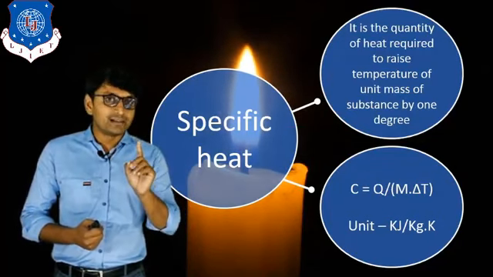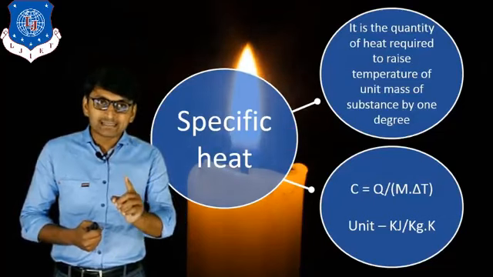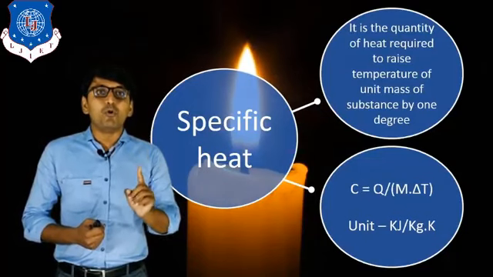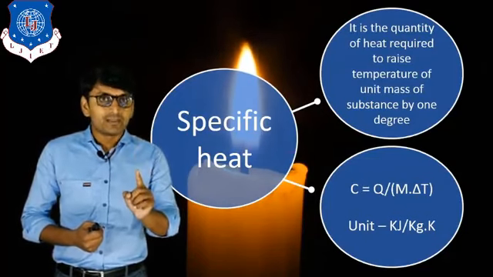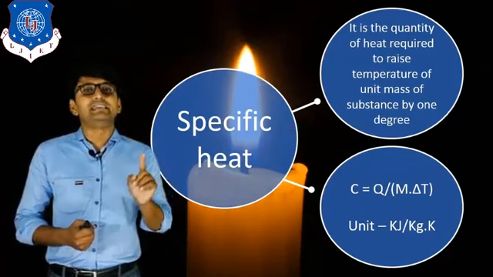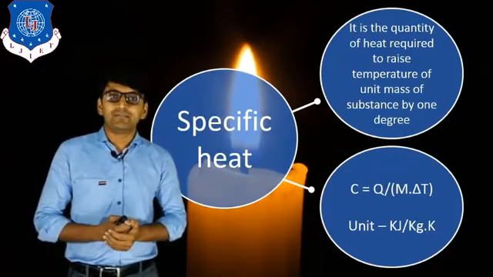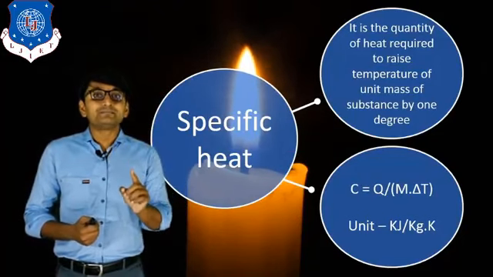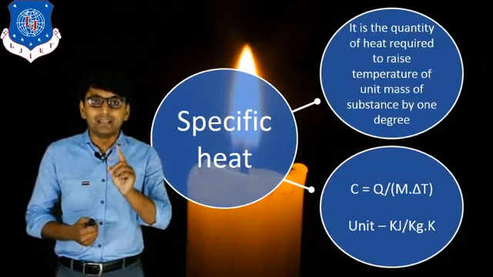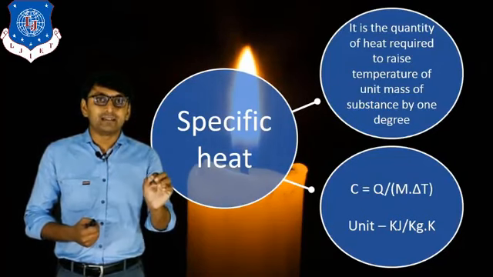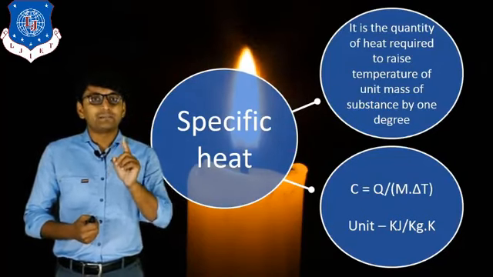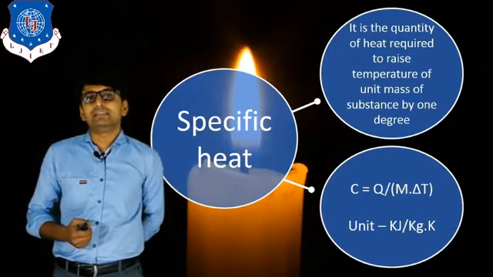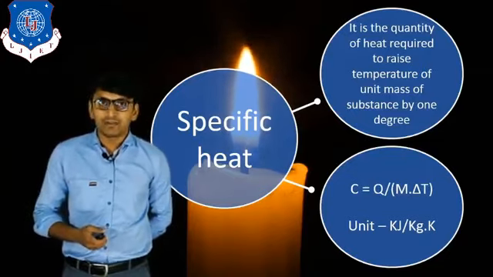Q is heat energy, M is mass, and delta T is the change in temperature. The unit of specific heat is kilojoule per kg Kelvin, and specific heat is denoted by C. Cp is specific heat at constant pressure, and Cv is specific heat at constant volume. So that is about specific heat.